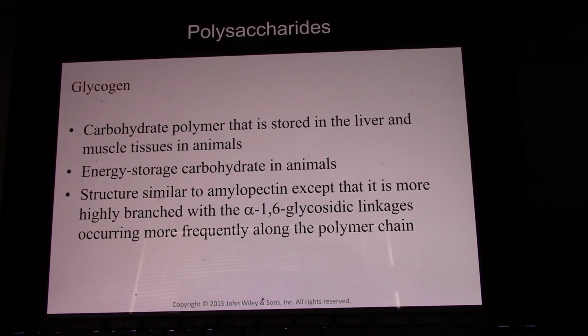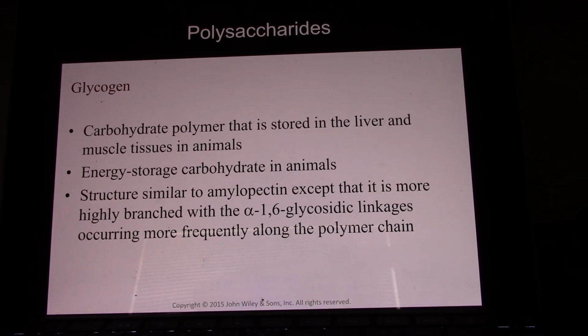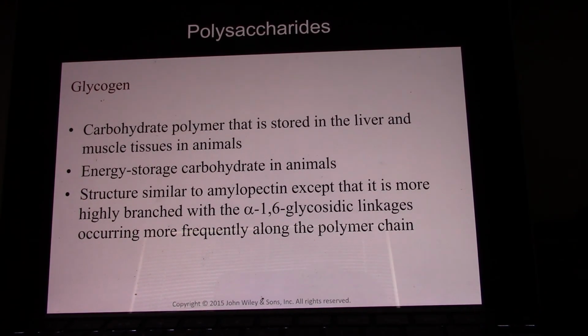Glycogen is the carbohydrate polymer that is stored in animal livers. And glycogen is also stored in animal muscles, but you have a huge supply in the liver. And the liver is the one place that can free it and purposely put it into your blood to feed your brain, because your brain needs this backup system for glucose.